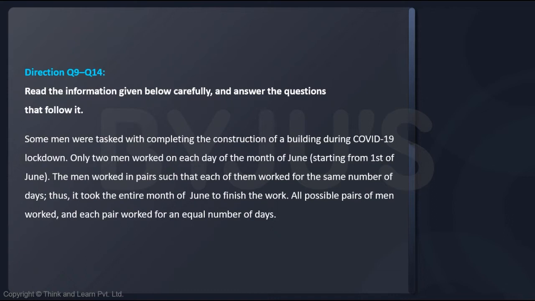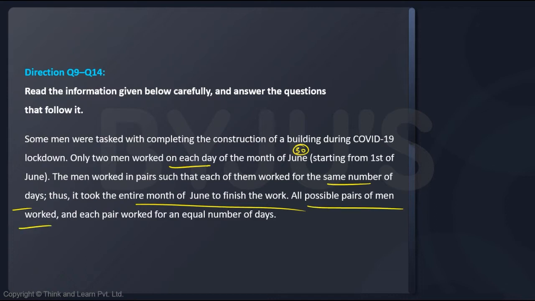So some men were tasked with completing the construction of a building during COVID-19 lockdown. Only 2 men worked on each day of the month of June. So June has 30 days. Please keep in mind, the men worked in pairs such that each of them worked for the same number of days. Thus, it took the entire month of June to finish the work.